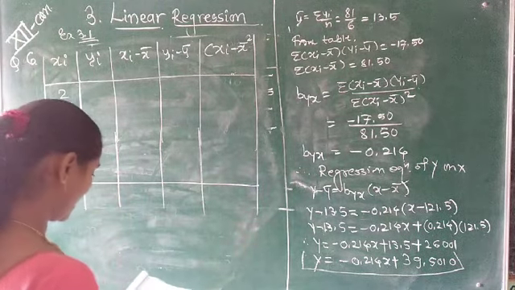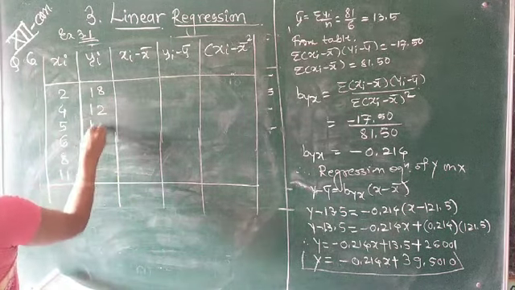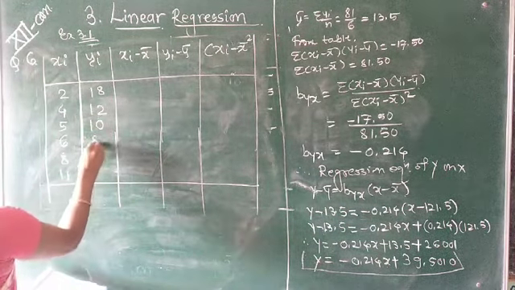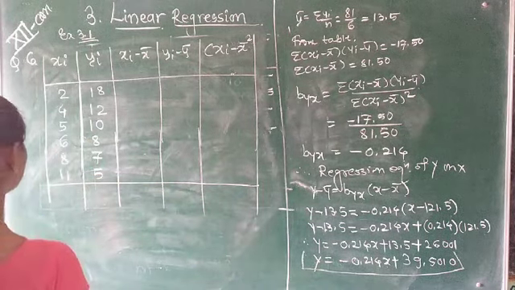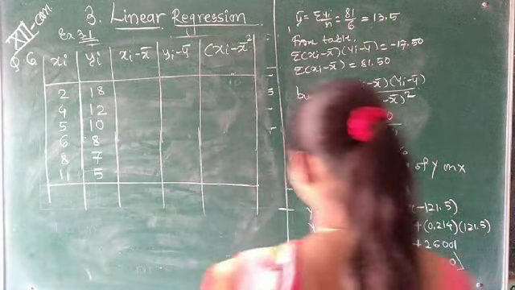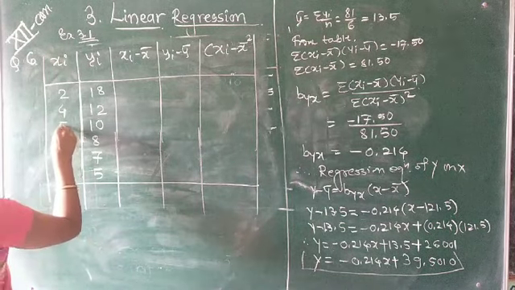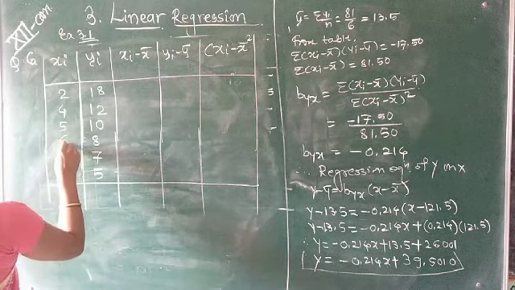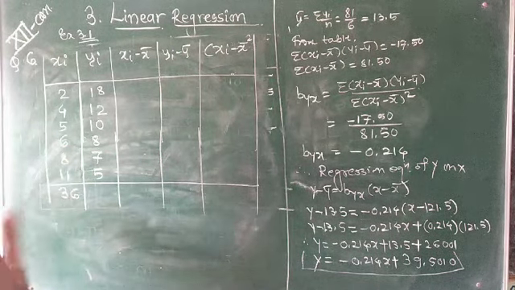And the values of yi are 18, 12, 10, 8, 7 and 5. So first we have to find the total of these. Take the total: 2 and 4 are 6, 6 plus 5 is 11, 11 plus 6 is 17, 17 plus 18 is 25, and 11 means it is 36.